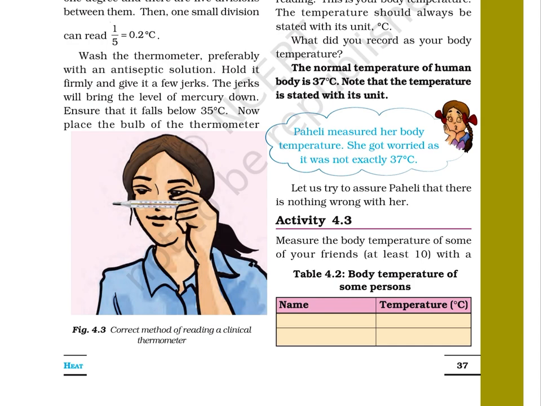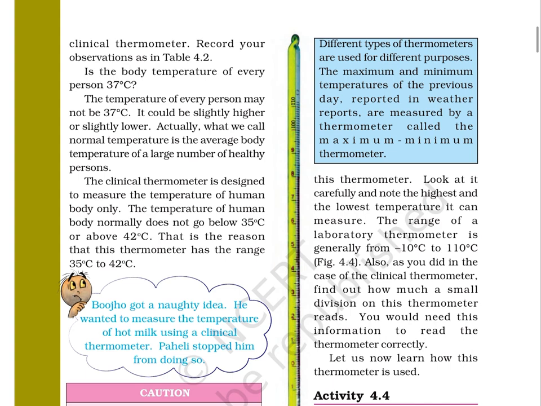Page 38. Is the body temperature of every person 37 degrees Celsius? The temperature of every person may not be 37 degrees Celsius. It could be slightly higher or slightly lower. Actually, what we call normal temperature is the average body temperature of a large number of healthy persons.